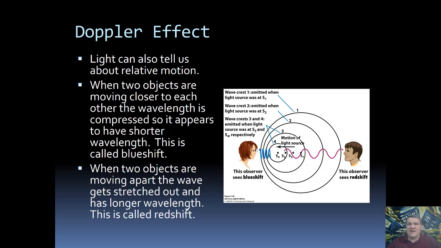So if it's a large shift, then we know the object is going fast. If it's a small shift, it's going slow. If it's red shifted, it's going away. If it's blue shifted, it's coming towards. So we can actually figure out the relative motion of the object based off of its Doppler shift.